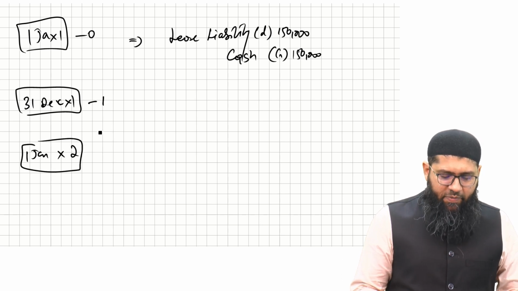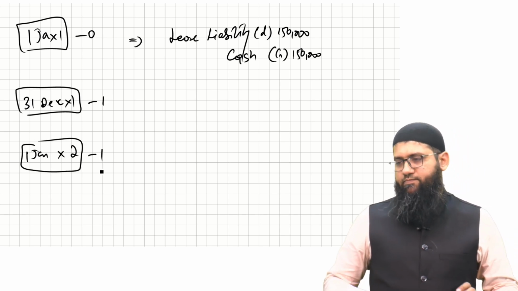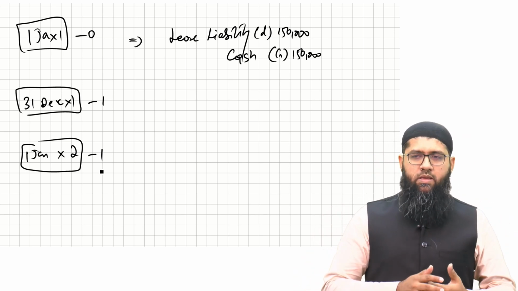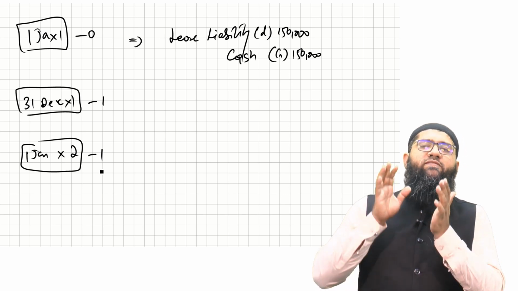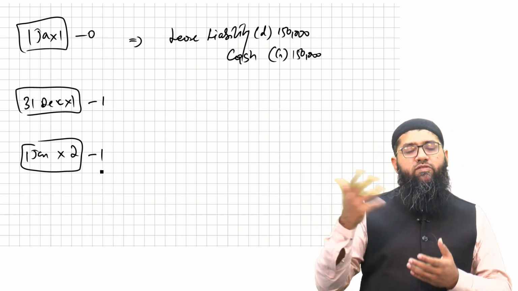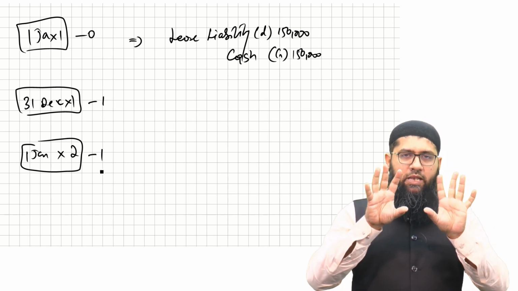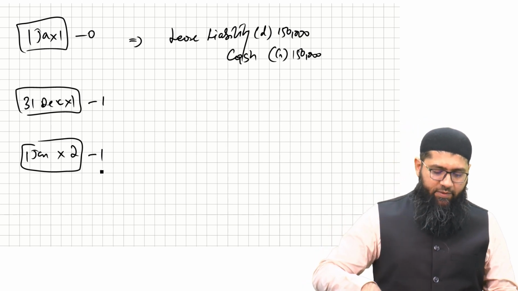Now this is time period 1, this is also time period 1. 31st December X1 is at the end of year 1. 1st January X2 is the start of year 2. So the start of year 2 is also the end of year 1 for present value purposes. Now you need to understand what is actually going to happen.